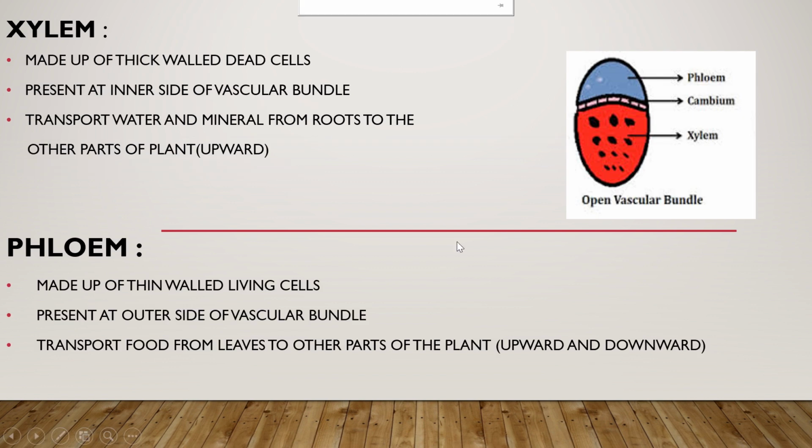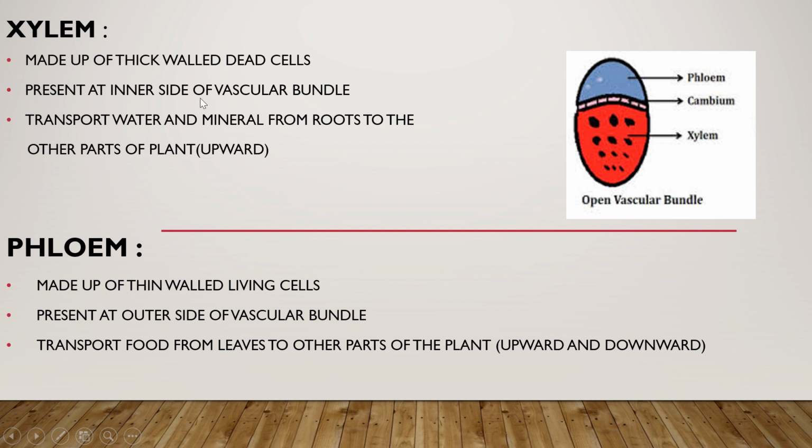Now here you can see this. This is a vascular bundle, which helps in the conduction of material in plants like water, mineral and food. You can see the position of phloem on the outer side of the vascular bundle and the xylem on the inner side of the vascular bundle.